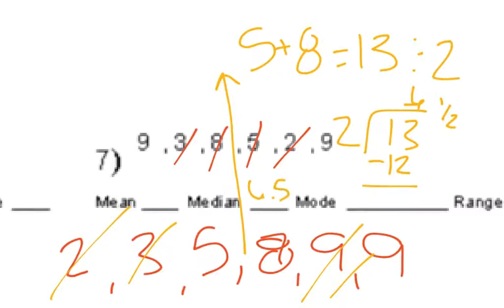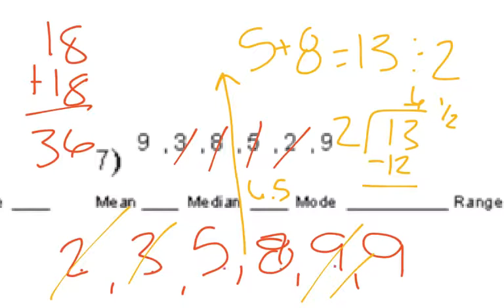Hey diddle diddle, the median's the middle. You add and divide for the mean. So 2 plus 3 is 5, 5 plus 5 is 10, 10 plus 8 is 18, and 9 plus 9 is 18. So 18 plus 18 would be 36, and there's 1, 2, 3, 4, 5, 6 numbers, so I'm dividing by 6, so that's going to give me 6.